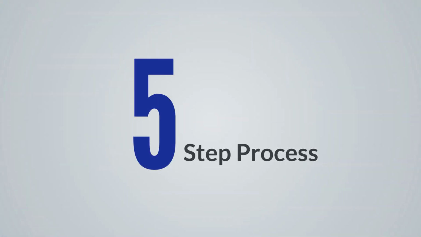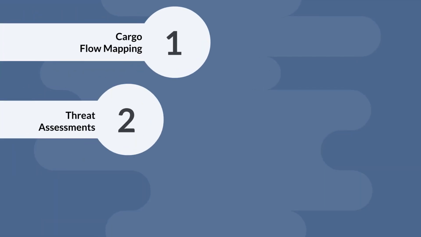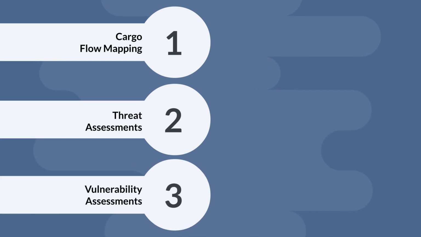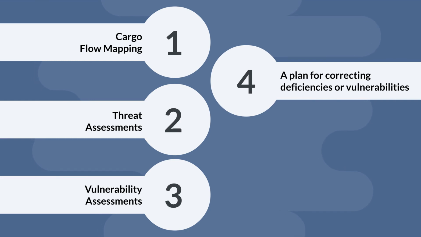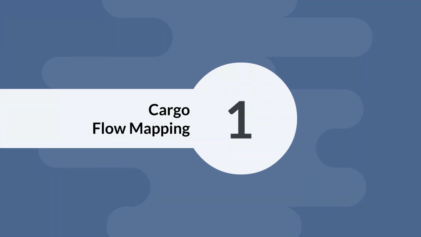This is the 5-step process. Step 1 is cargo flow mapping. Step 2 is threat assessments. Step 3 is vulnerability assessments. Step 4 is to have a plan for correcting deficiencies or vulnerabilities. And step 5 is to document the entire 5-step risk assessment process. We will now address step 1, which is cargo flow mapping.